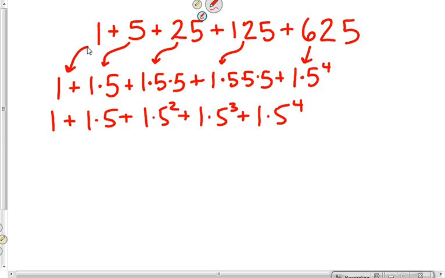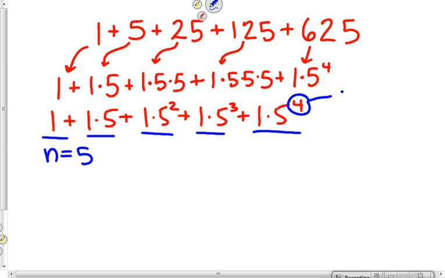And the next thing I want to ask you is this. How many terms are here? 5. And the last term in the list has what as its exponent? 4. Would that be the number of terms minus 1? Okay, that's an important point for the derivation that we're about to do.